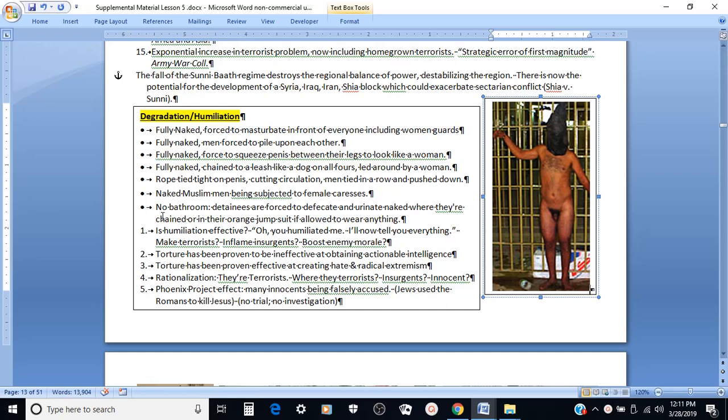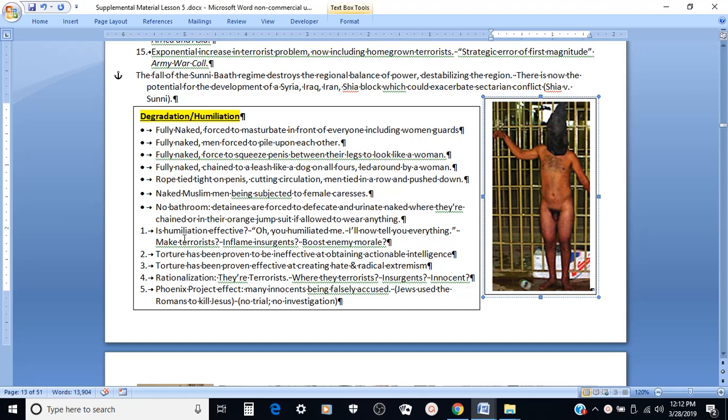No bathroom breaks, right? Detainees were forced to defecate and urinate naked where they were, right? All this water down there, that could be urine. I don't know. They weren't allowed to move. You're stuck there, right? Or they had to defecate in their orange jumpsuits, right? No bathroom breaks. You're staying where you're at all day long.